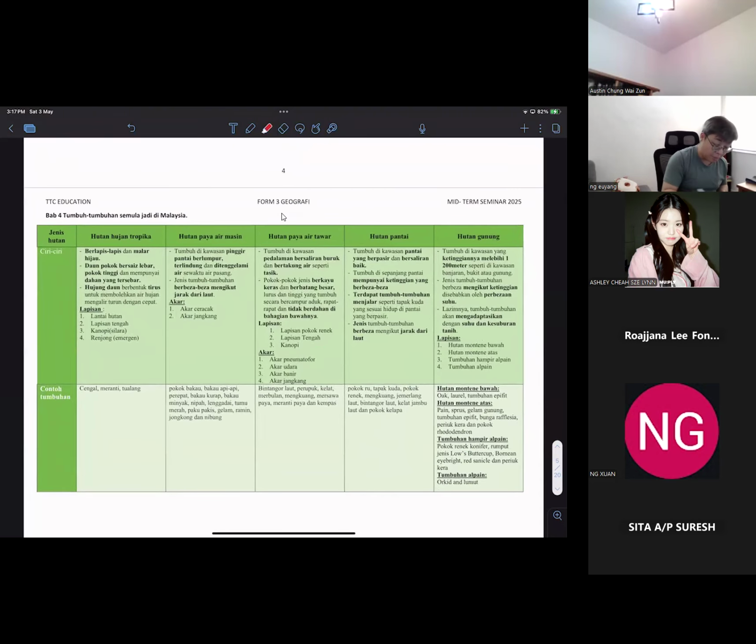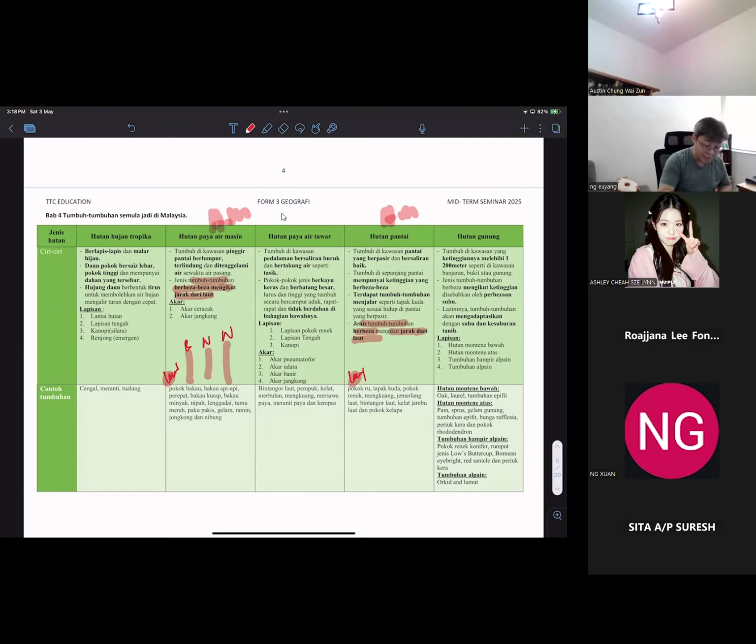So guys, for all the hutan here, if you can recall, AM is air masin. So that's why the hutan is going to have this profile: tumbuh-tumbuhan berbeza mengikut jarak dari laut. So that's why for hutan paya air masin we have B and N. If let's say this is the laut, then this is your pokok bakau, pokok nipah, B and N.